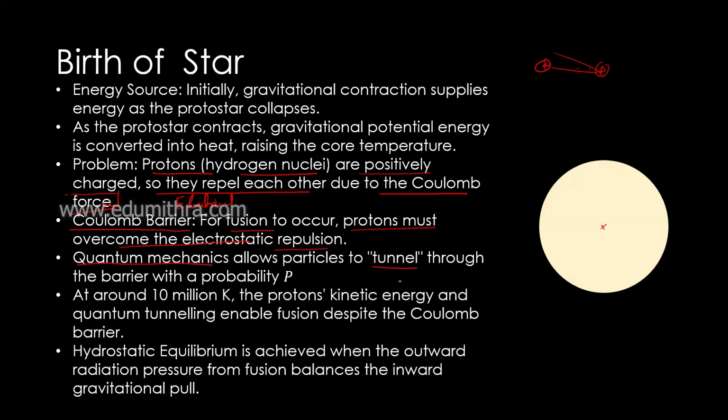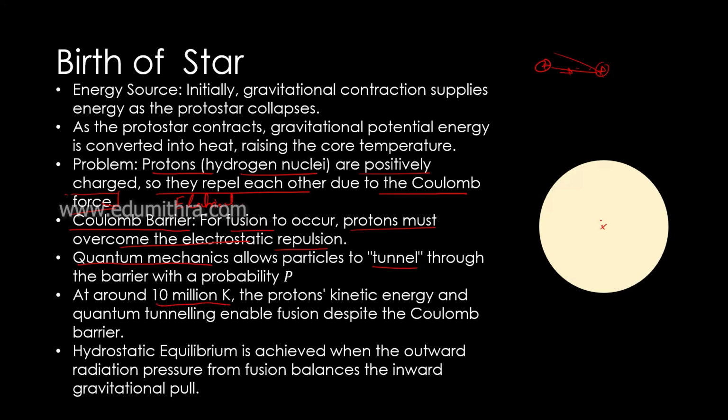So the temperature is not enough to make two protons come together. There should be another phenomenon happening, and that phenomenon is quantum mechanical tunneling. Due to that, along with a high temperature of around 10 million Kelvin for a sun-like star at the core, the protons can fuse together to make helium. So the energy generation will start, and the energy generation will happen only at the center.